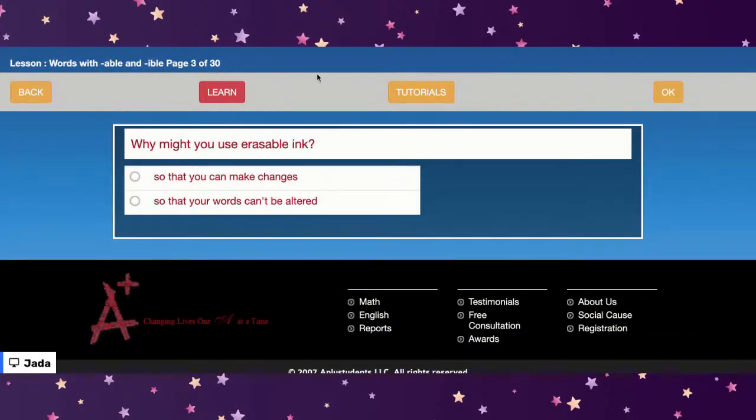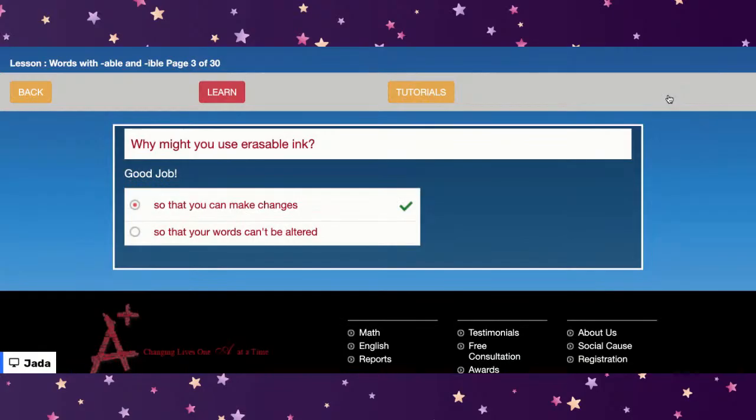Okay, good. Why might you use erasable ink? So that you can make changes, or so that your words can be altered. So why will you use erasable ink? So that you can make changes, okay? If you use something that's erasable, you know that you can make changes.